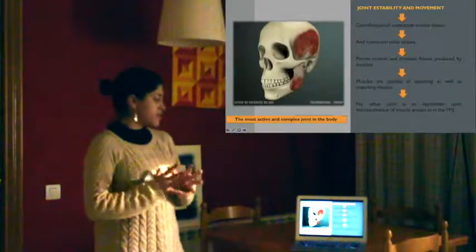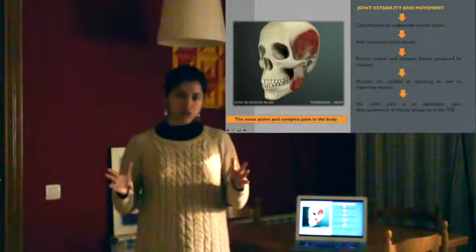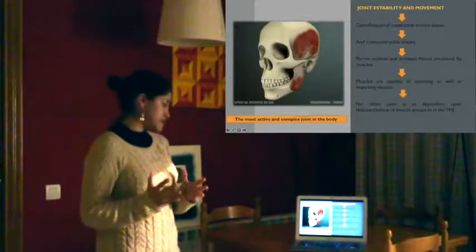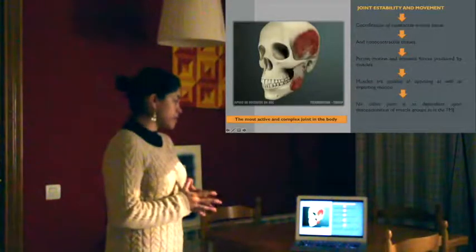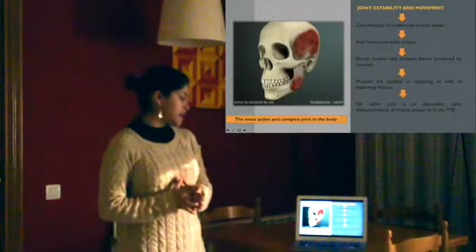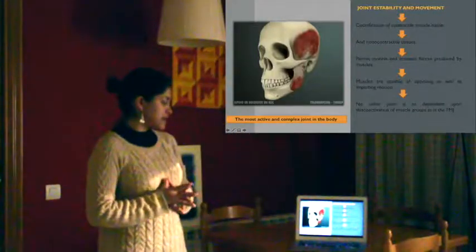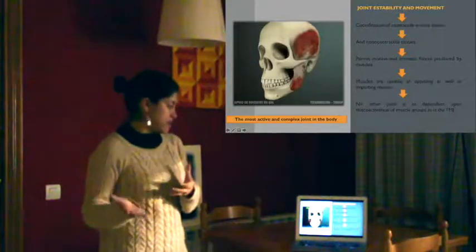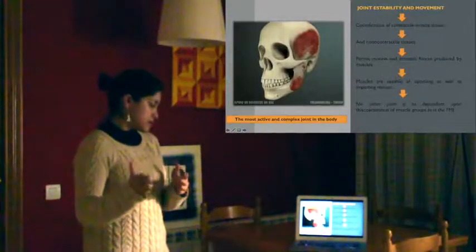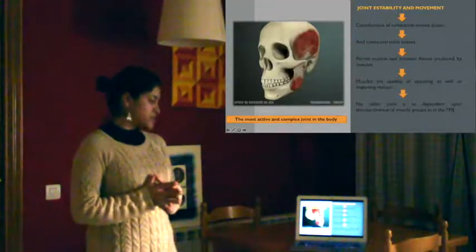We have to know that joint stability and movement are produced by the coordination of contracting muscle tissues and non-contracting tissues, which permit motion and transmit the force produced by muscles. Muscles are capable of opposing as well as imparting motion. No other joint is as dependent upon this coactivation of muscles as the TMJ. Because of this coactivation, this joint is called the most active and complex joint in the body.